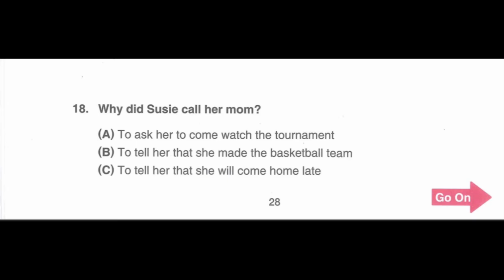Why did Susie call her mom? A. To ask her to come watch the tournament. B. To tell her that she made the basketball team. C. To tell her that she will come home late.